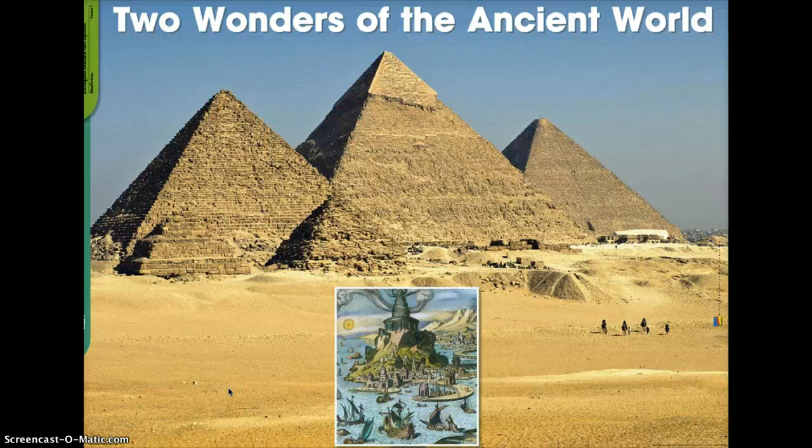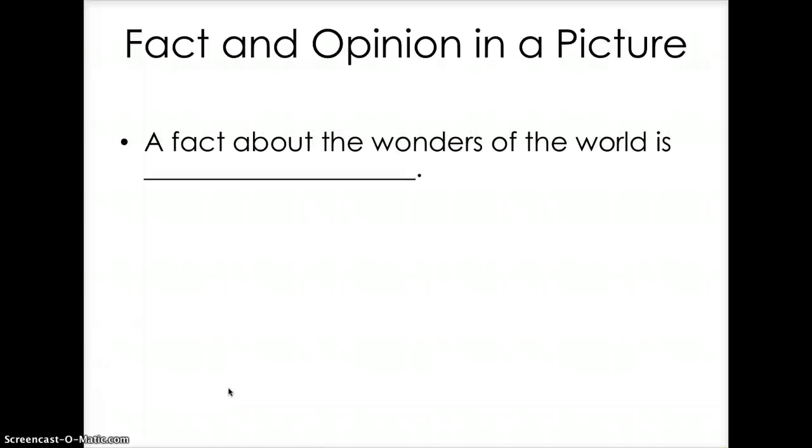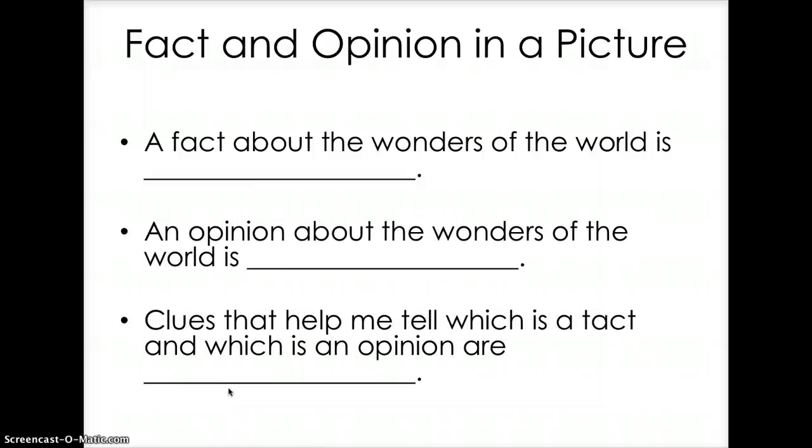Okay. Now, when we think about fact and opinion, one of the things we can think about is academic sentence frames. Okay. So when we think about fact and opinion in a picture, we can write: a fact about the wonders of the world is, an opinion about the wonders of the world is, and clues that help me tell which is a fact, that should say fact, not tact, and which is an opinion are.